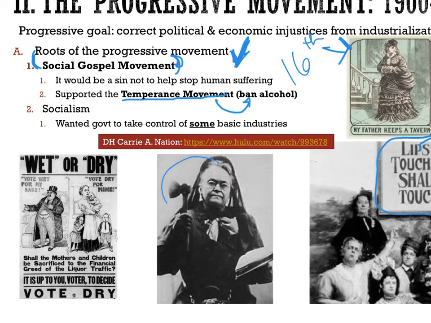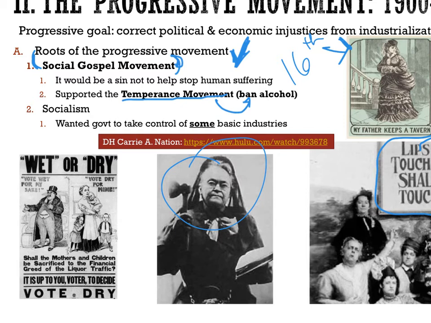Now, this woman here is an easy way to remember the temperance movement. You understand that it's actually women that push for this. That's Carrie Nation. You should just YouTube Carrie Nation Drug History, and you see a hysterically historical version of her. But she would go into saloons with her axe and chop up bottles.